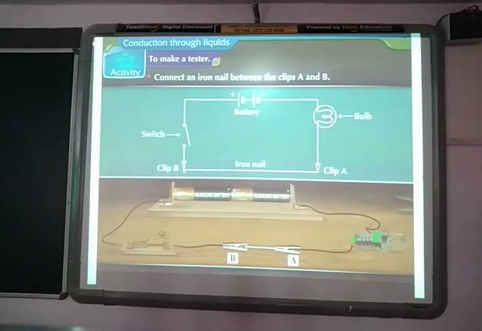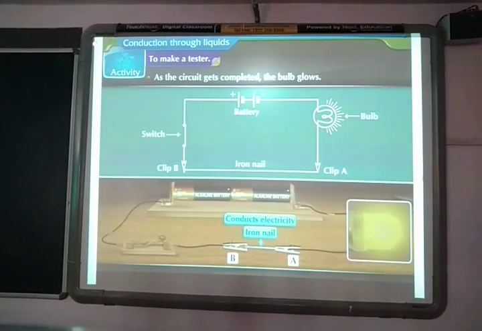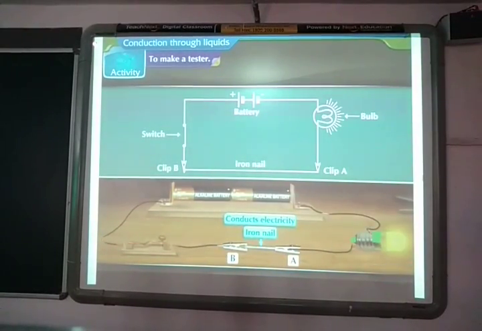Connect any good conductor, like an iron bead, between the clips A and B. Now, close the switch and observe what happens. We observe that as soon as the switch is closed, the bulb glows. This is because the iron bead, being a good conductor, conducts electricity. Thus, the circuit gets completed, which causes the bulb to glow. This also ensures that our tester is working properly.